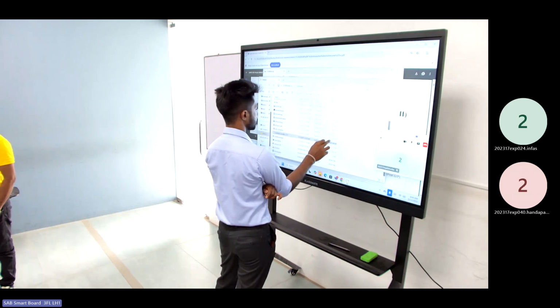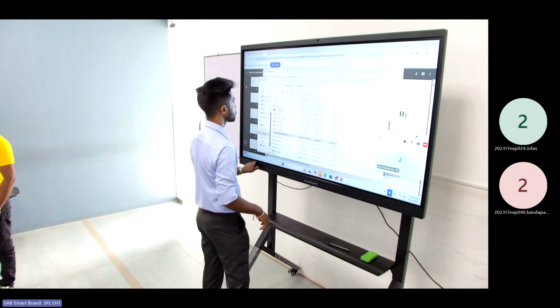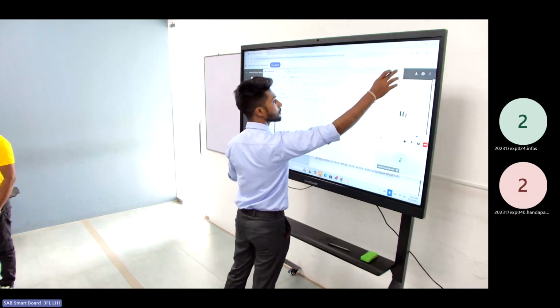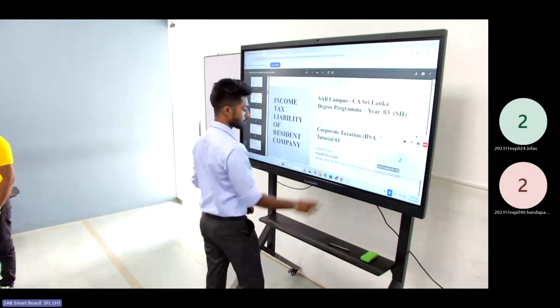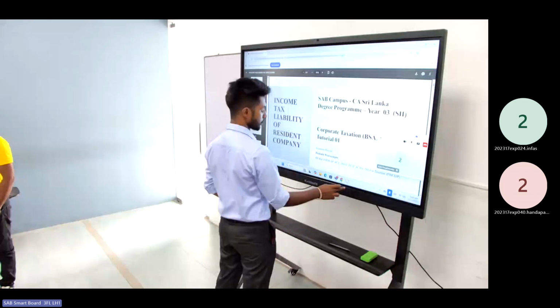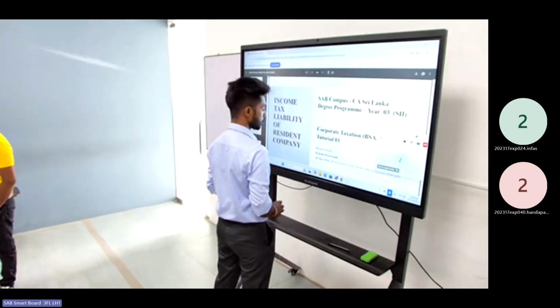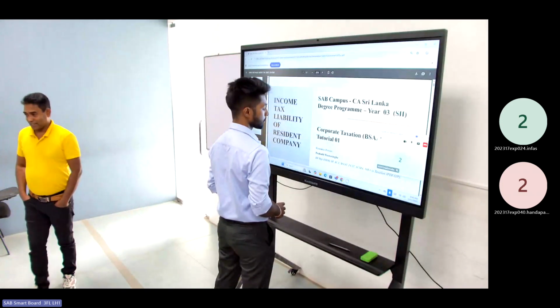But for tax purposes, especially, we cannot prepare the tax computation in another currency. We have to prepare the assessable income or the taxable income and the tax liability in LKR. It is a must. So that is one thing.